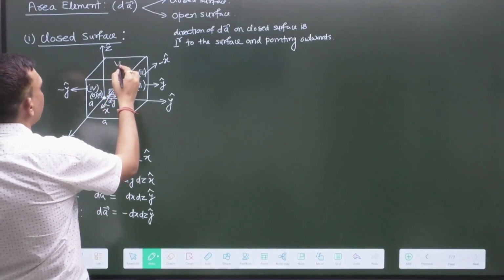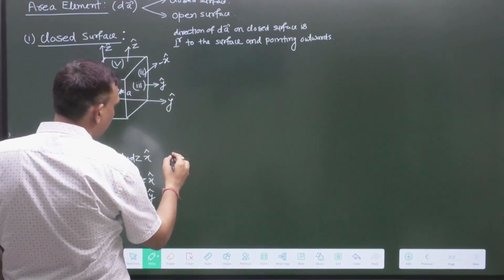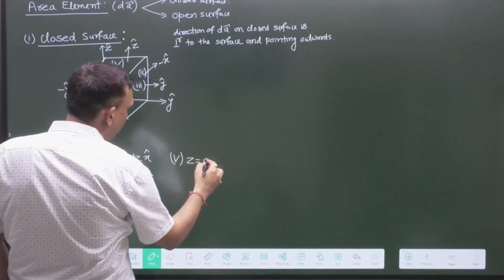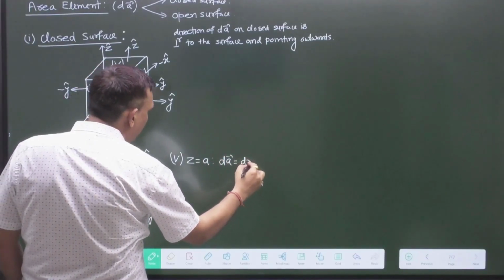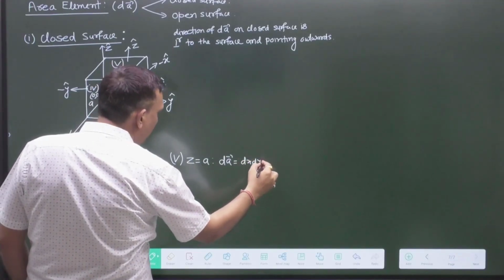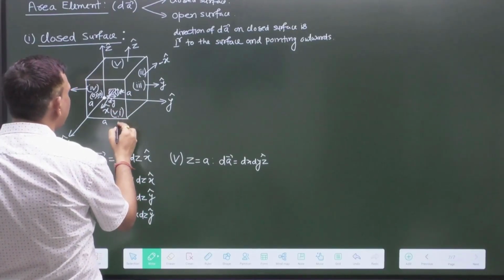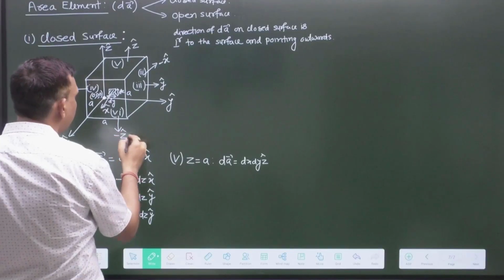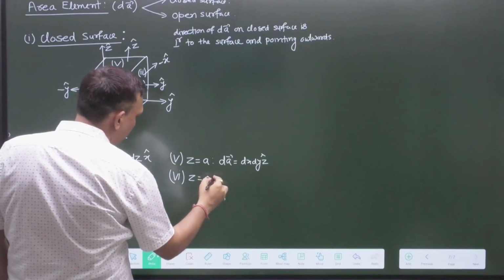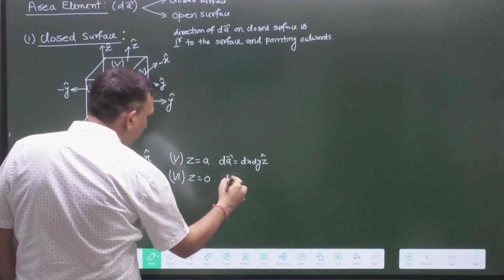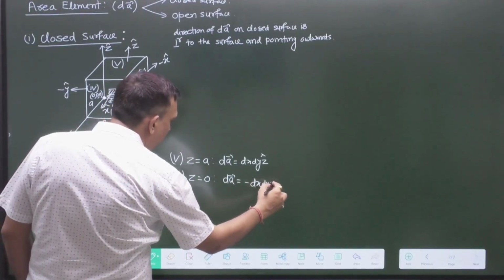Then this is the fifth surface. This direction is z cap. z equal to a and dA will be given by dx dy z cap. And this is the sixth surface, minus z cap. z equal to 0, minus dx dy.